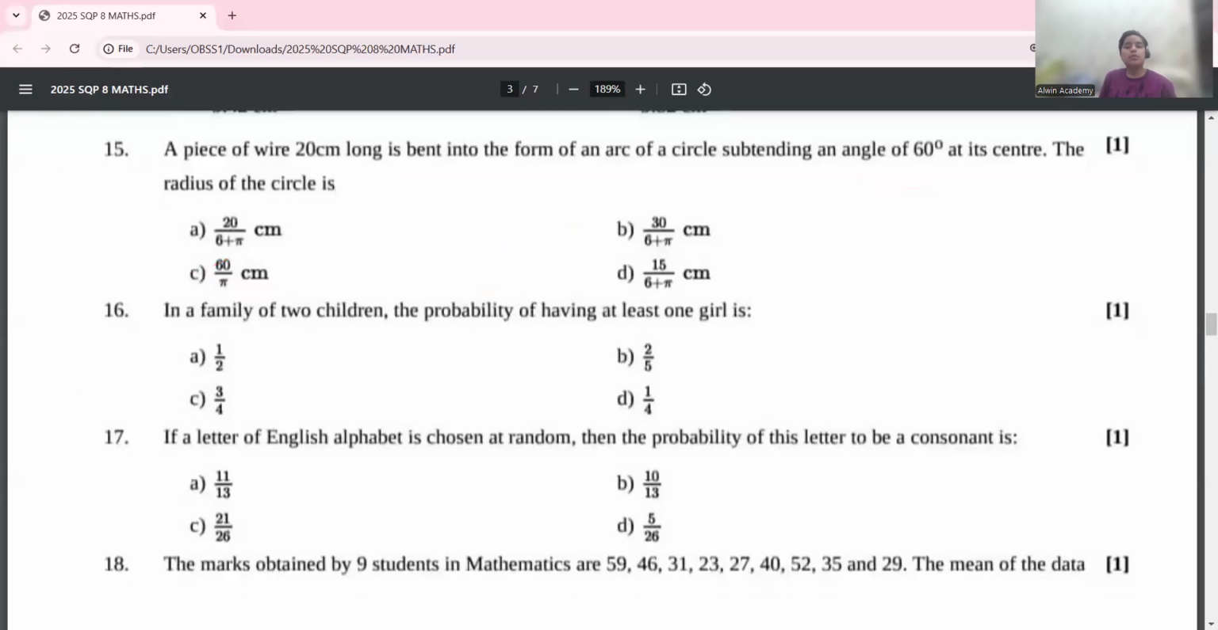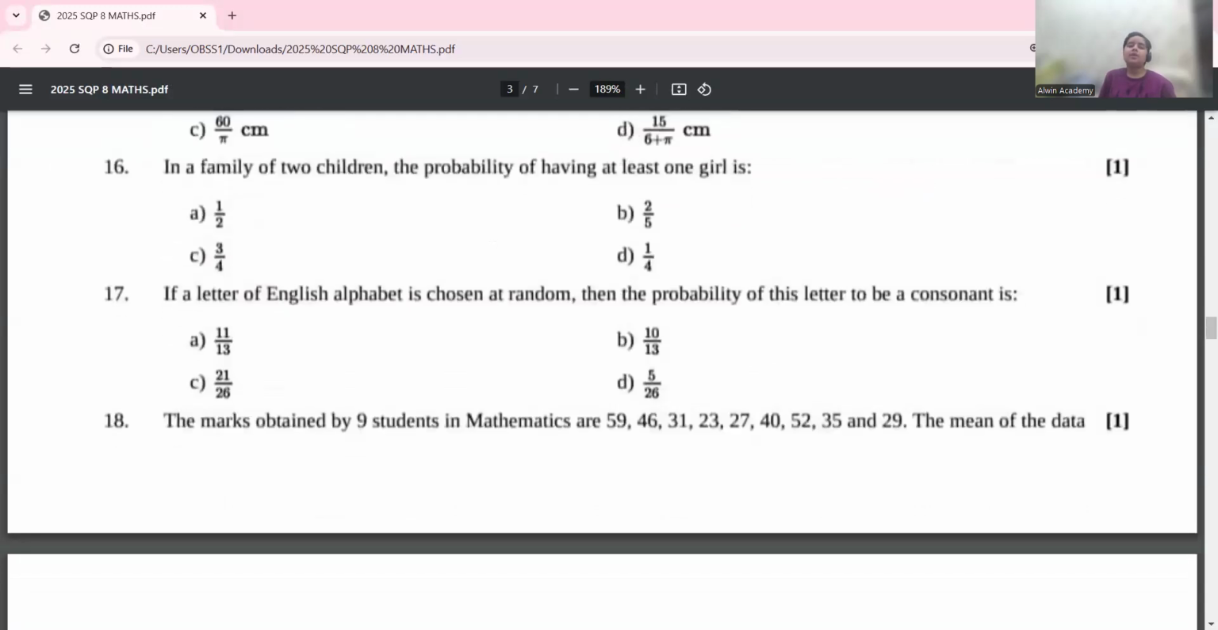In a family of two children, the probability of having at least one girl is. Now, when there are two children, the possibilities can be a boy and a boy, a girl and a boy, and a girl and a girl. We have to find the probability of at least one girl, which means there can be either one girl or even two girls. So the favorable outcomes are 1, 2, 3. We have three outcomes out of four, so the probability becomes 3 by 4, option number C.